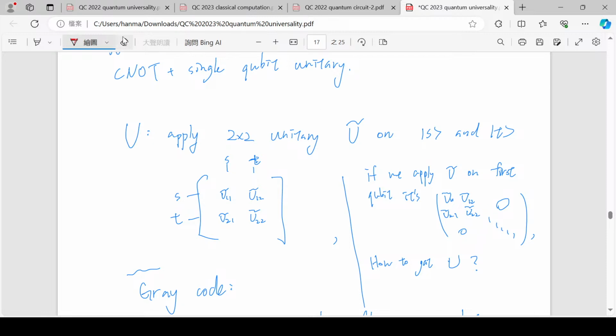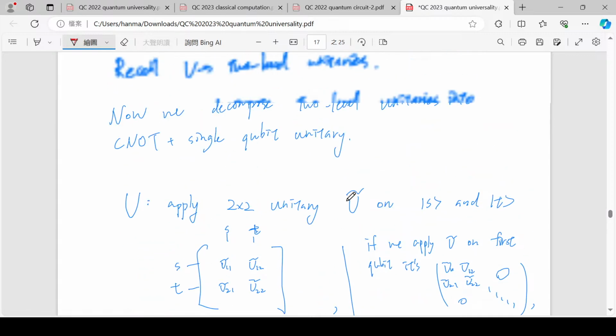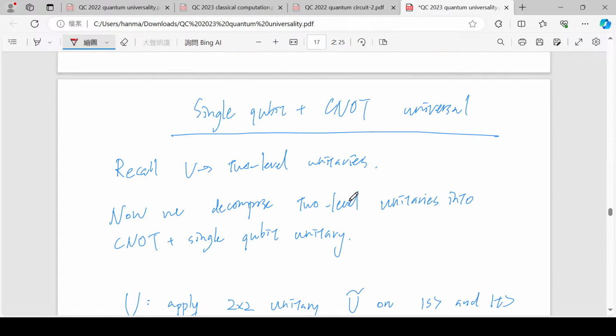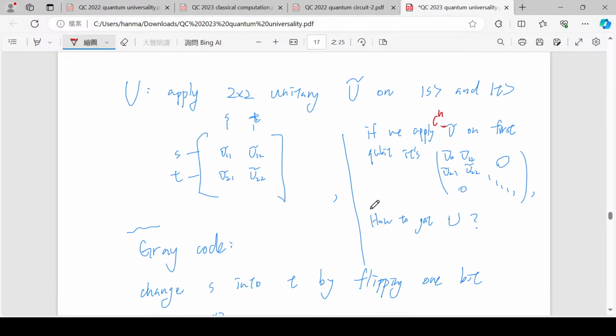Oh, actually it is wrong, but wait. Single qubit. Okay. So here is a bit wrong. So we have control to the n and the u tilde on the first qubit. Okay. And it will be this thing. Yeah, it will be something like this.